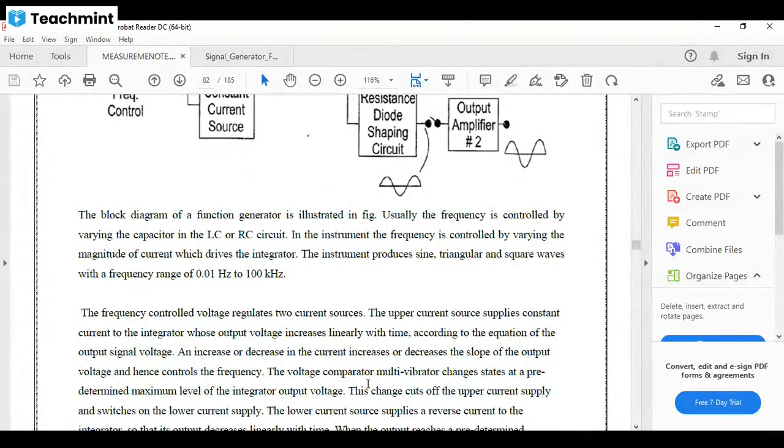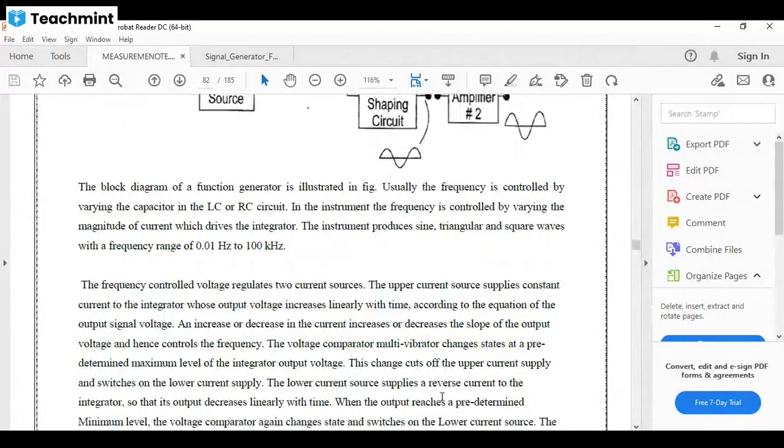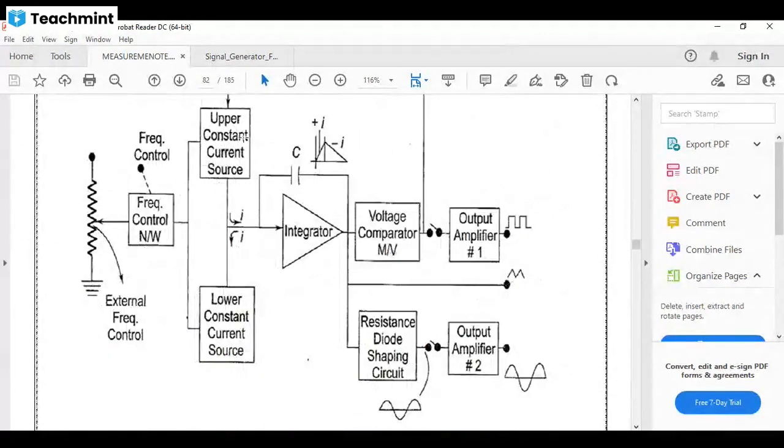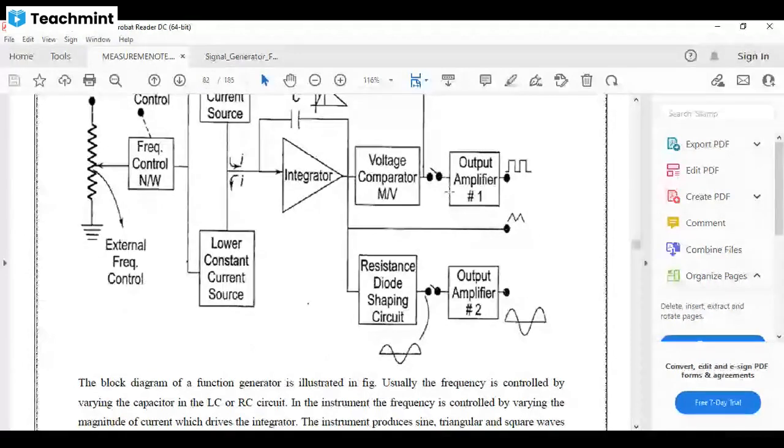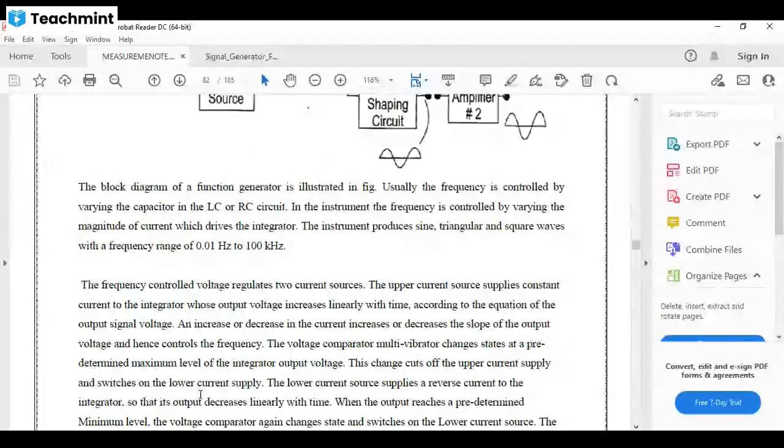Now the voltage comparator of the multivibrator changes state at a predetermined maximum level of the integrator output voltage. When it reaches the predefined higher level, it changes state and goes to the lower level, and again it changes; this can be continuous. The change cuts off the upper current source and switches on the lower current source, firstly the upper current source, then the lower, using the voltage comparator circuit.